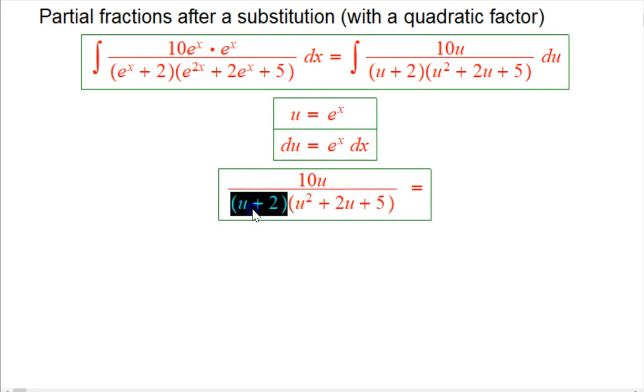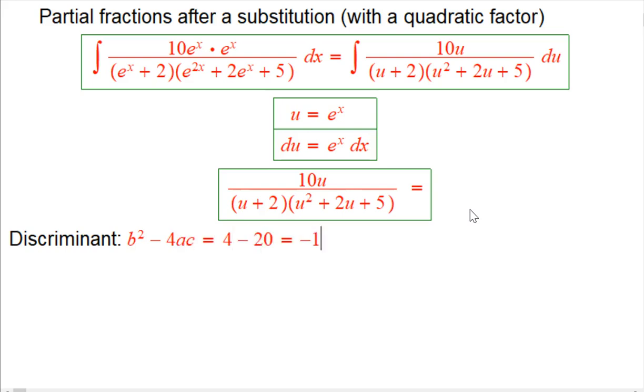Well, so I have a linear factor, and then notice I could try to factor this factor, but it really won't factor. And one way to tell for sure that it's not going to factor is to look at the discriminant of that. b squared minus 4ac is 4 minus 20, minus 16. That's less than 0. The roots of this quadratic are complex. They're not real, so it's not going to factor into linear factors.